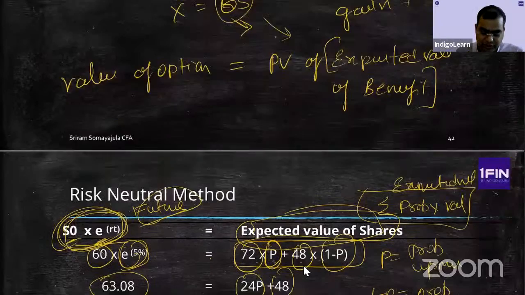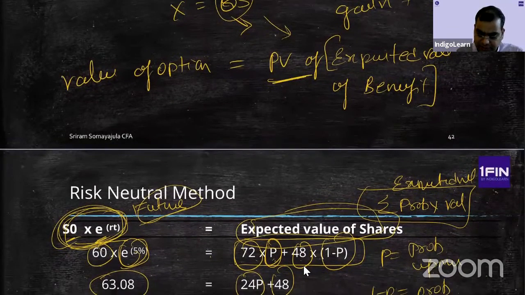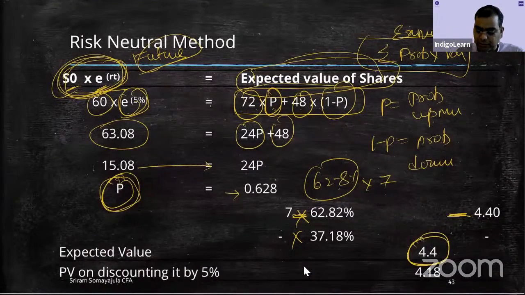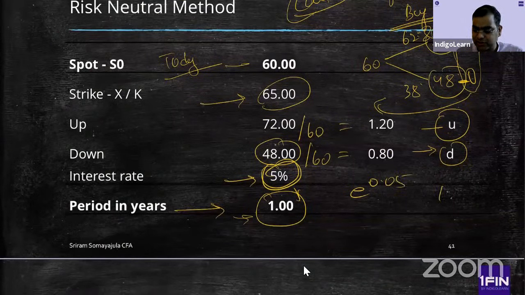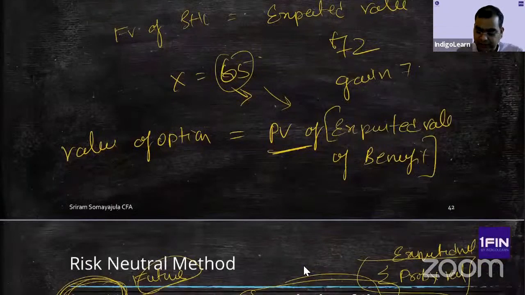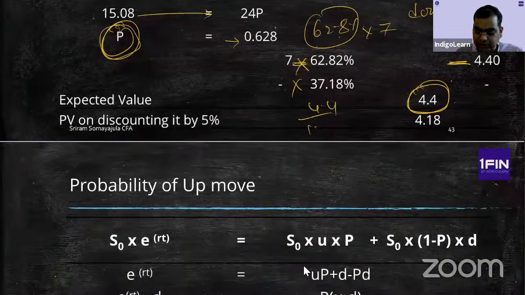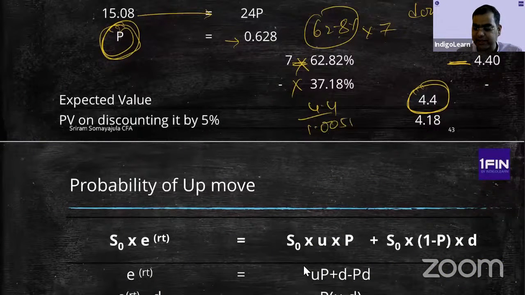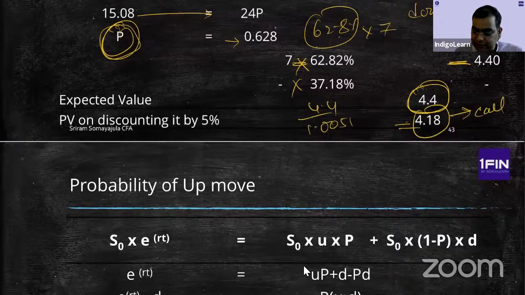They have given the interest rate as something. What is the interest rate? 5%. So e power 0.05 comes to some 1.0051 or something like that. So you divide 4.4 by 1.0051 something, and you will basically get 4.18. So the call premium today is 4.18. That is the value of the option.